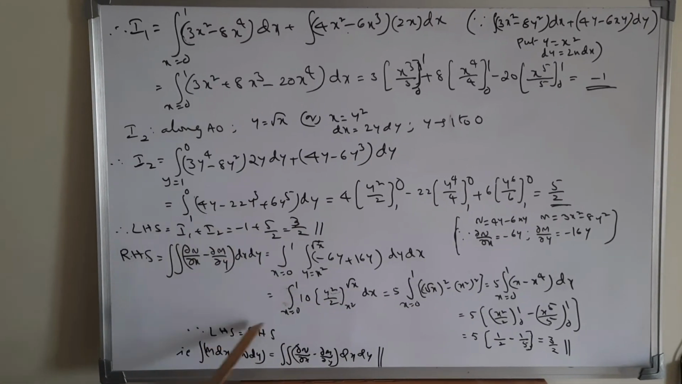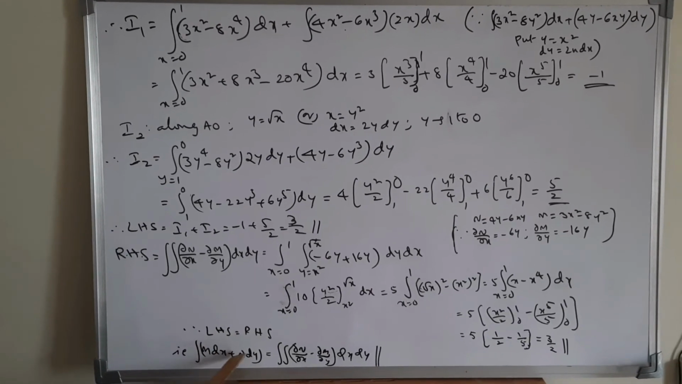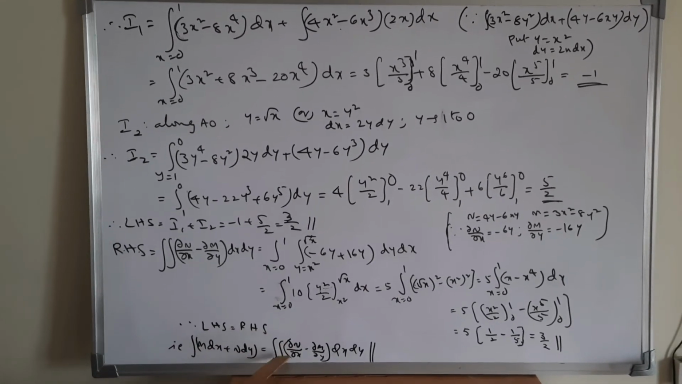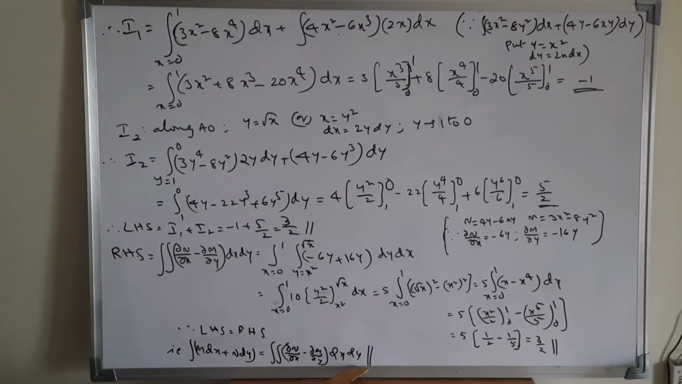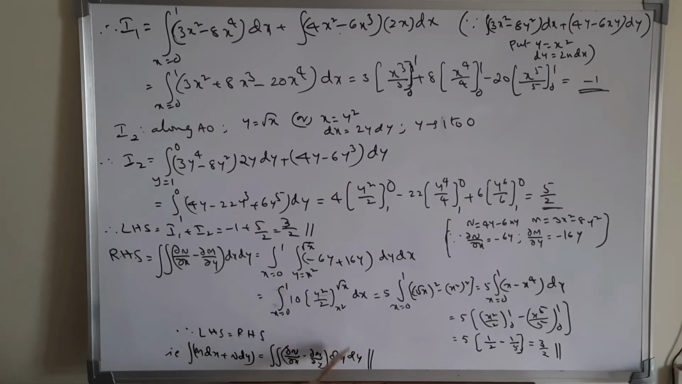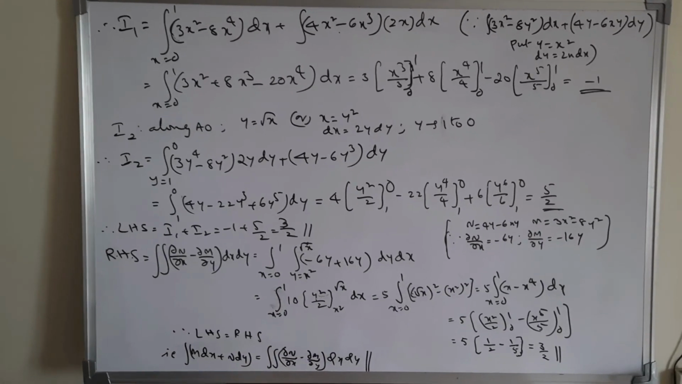So this theorem is verified. The theorem means the integral of m dx plus n dy is equal to the double integral of (dou n by dou x minus dou m by dou y) dx dy. This is Green's theorem. So hence Green's theorem verified. Thank you.